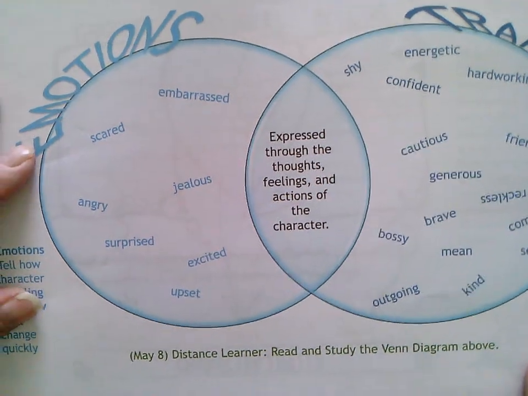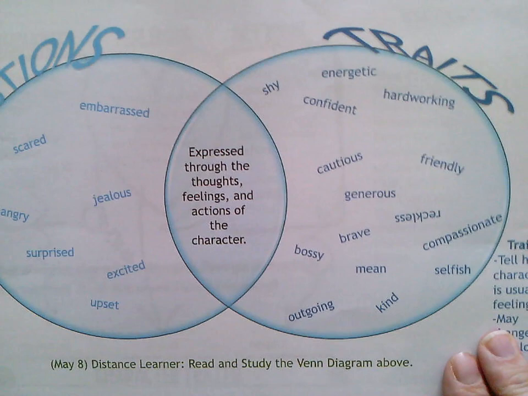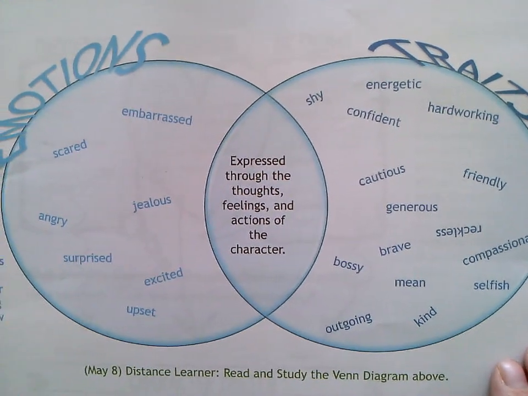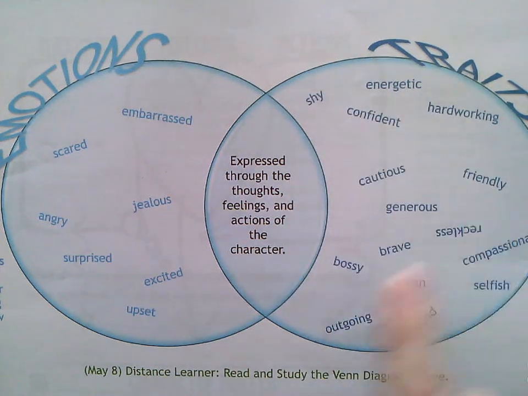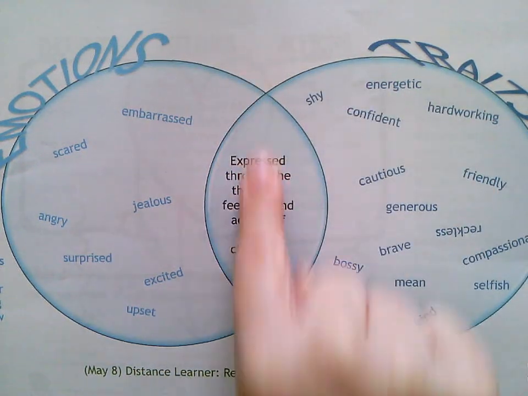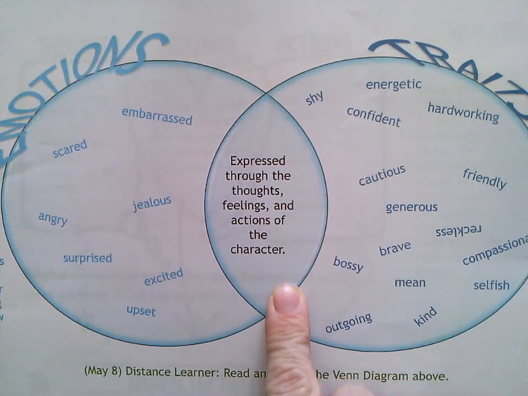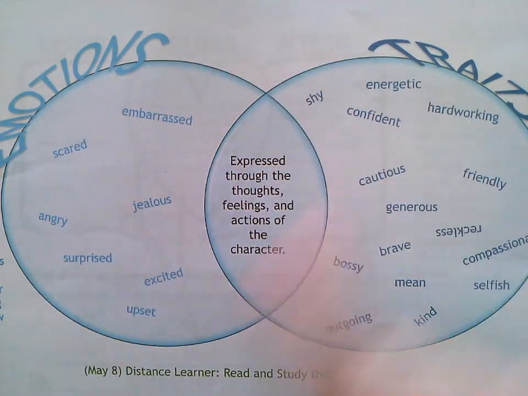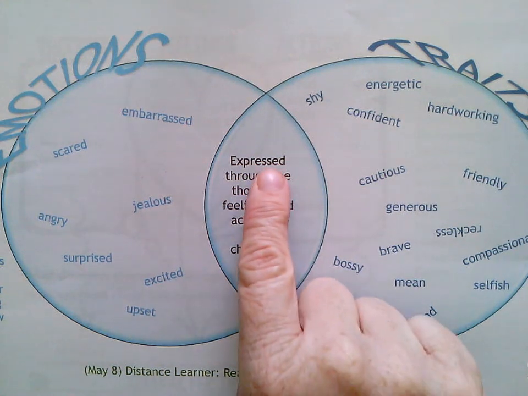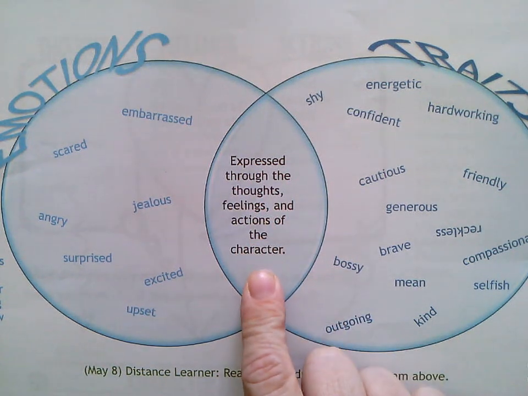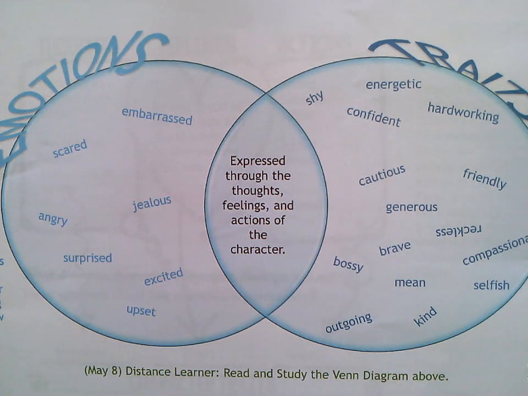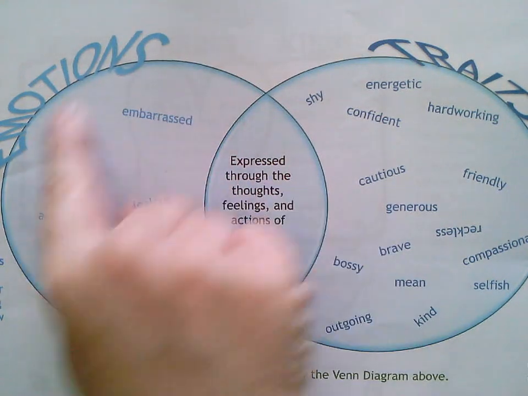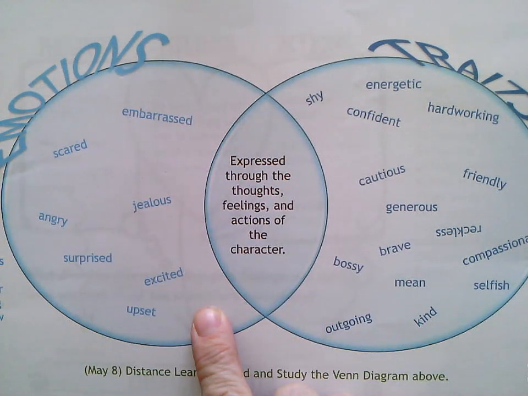If we look at a Venn diagram, the emotions are over here, the traits are over here, and in the middle is what they share, how they're similar. Emotions and traits of a character both are shown through their thoughts, their feelings, and their actions. But the big difference is that the emotions of the character are how they feel at a certain second or at a certain time.